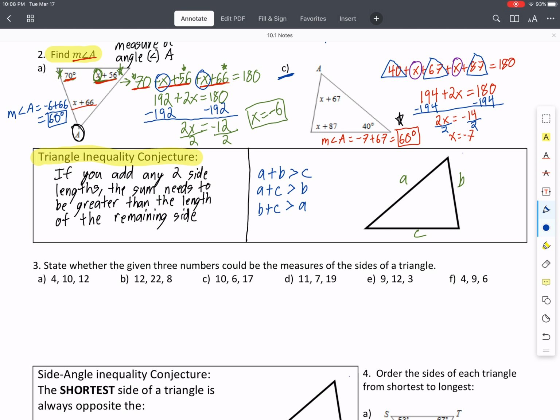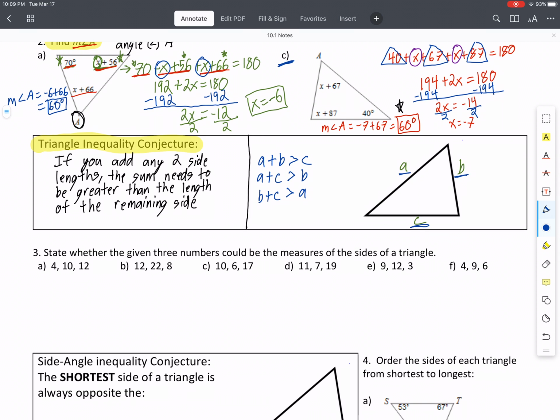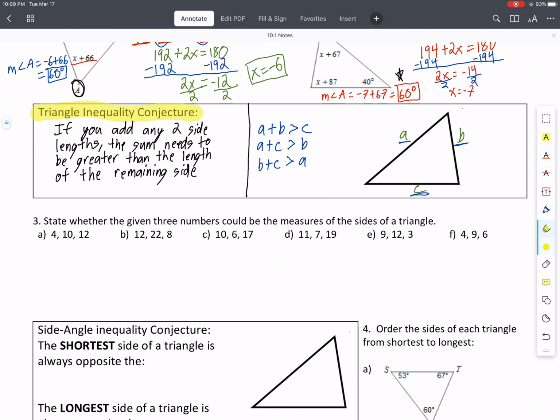So again, if we take any two sides, like we did A and B, B and C, so on, those need to add up to be greater than the other side. This is going to help us see whether, if we're given some side lengths, they could possibly be the measures of the sides of a triangle. So we're going to use that in 3 here. Number 3 is asking us to state whether the given 3 numbers could be measures of the sides of a triangle. So we just use our triangle inequality conjecture.